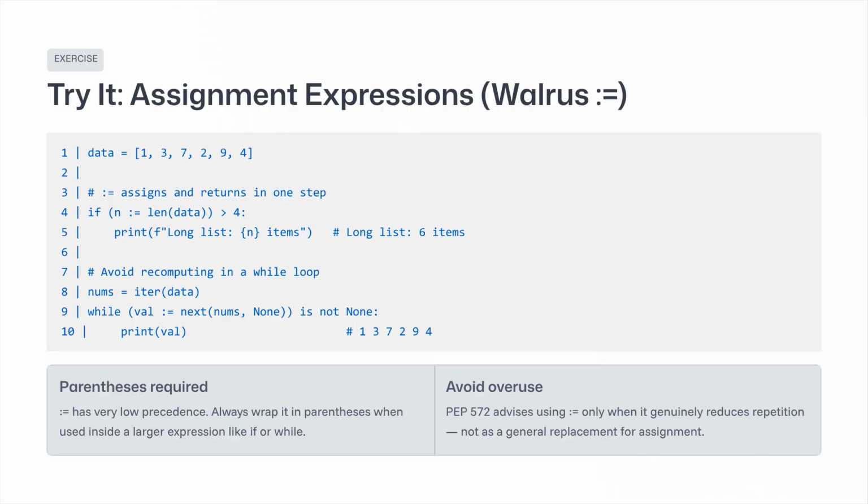Line 8, nums equals iter(data). Line 9, while (val := next(nums, None)) is not None. We call next, assign the result to val, and test it in the condition. Line 10, print val gives each element in turn, 1, 3, 7, 2, 9, 4.